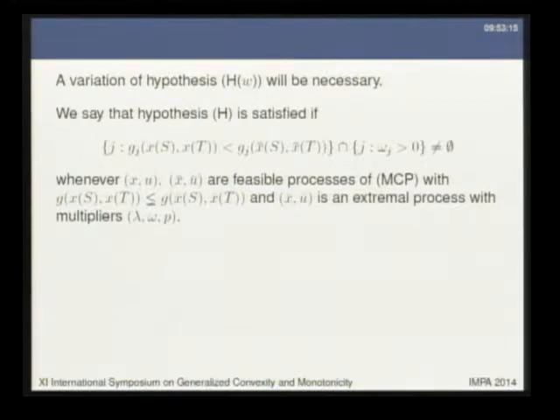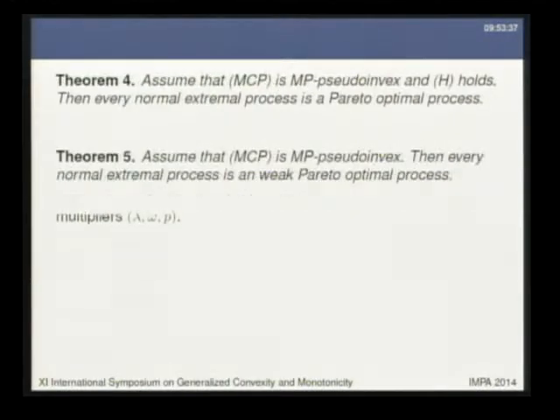Now, a variation of that hypothesis: we say that hypothesis H is satisfied if the intersection of the same index sets is non-empty whenever xu, x bar u bar are feasible processes of the problem with this inequality, and x bar u bar is an extremal process with multipliers lambda, omega, p. Assume that the problem is MP pseudo-invex and H holds. Then every normal extremal process is a Pareto optimal process. Again, in the case of weak Pareto, the hypothesis H is not necessary.